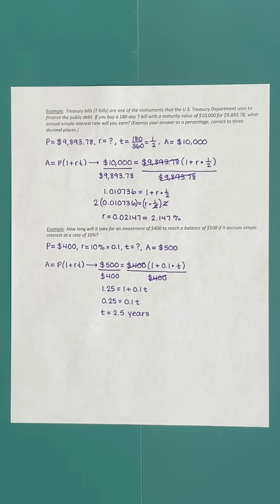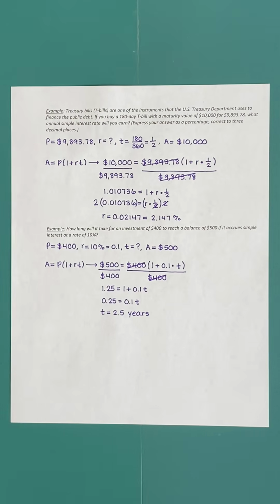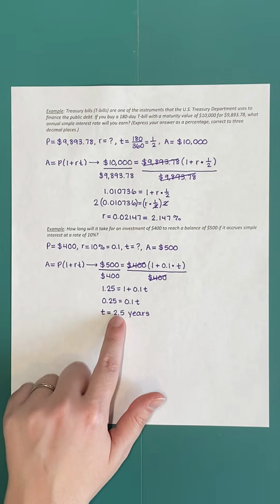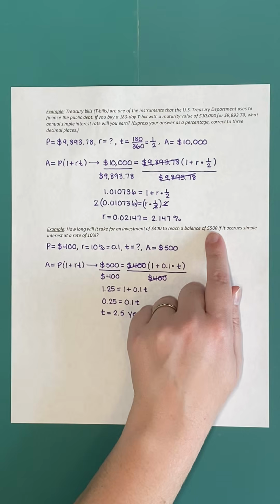Now again, we need to pay attention to units. 2.5 what? Well, t was our variable. T is always given in years. We've seen a lot of fractional t's before. Now we have something that is bigger than 1. It's bigger than just a part of a year. So 2.5 in this case is going to be an annual amount. It's going to be the number of years. So after 2.5 years, we'll go from $400 to $500.